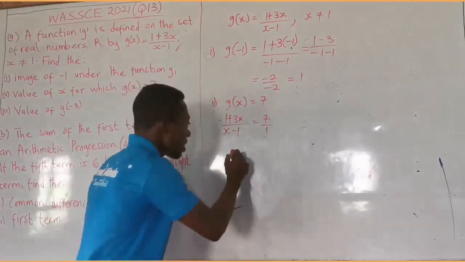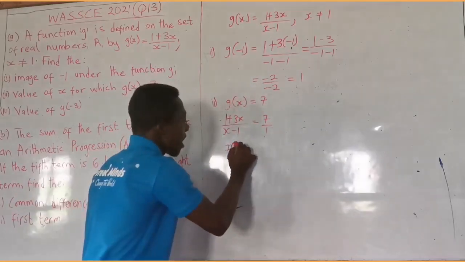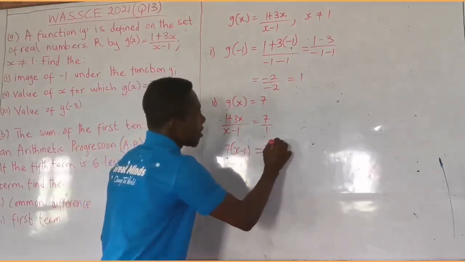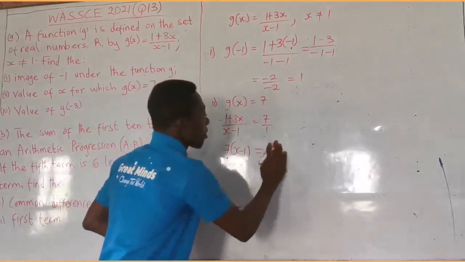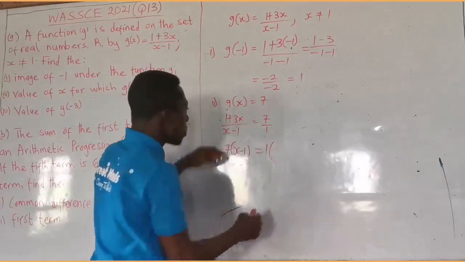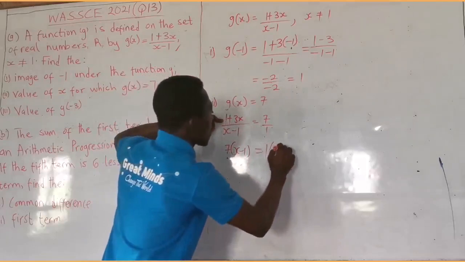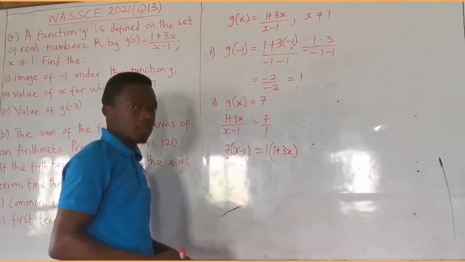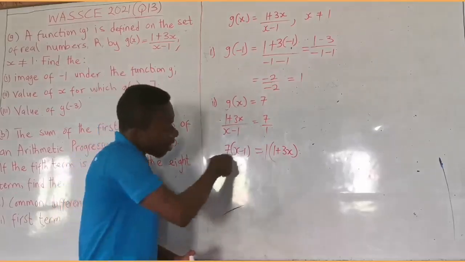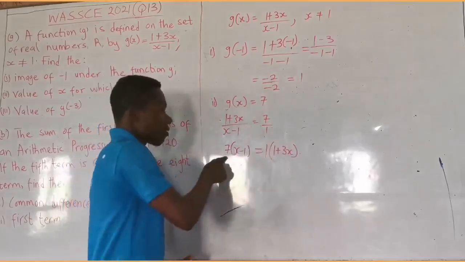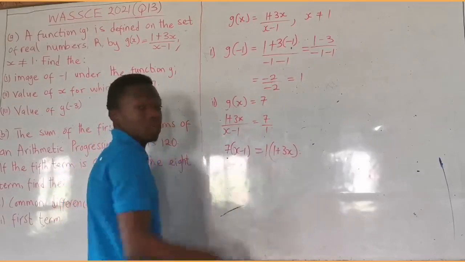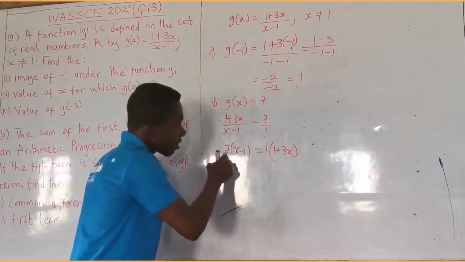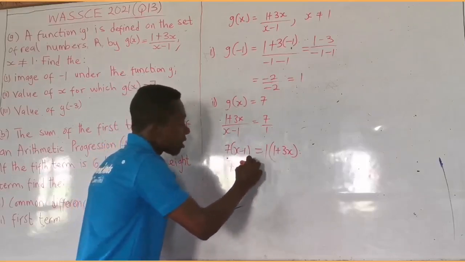So here it becomes 7 into bracket x minus 1, and I have 1 multiplied by 1 plus 3x in this case. Here it becomes an expansion: 7 multiplied by this and that, and 1 also does the same thing. So 7 multiplied by x is going to be 7x. 7 multiplied by negative 1 is going to be negative 7.